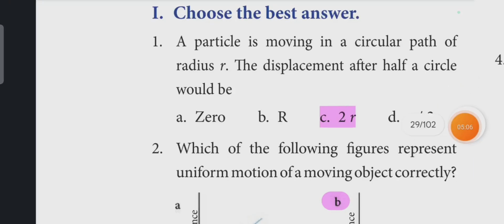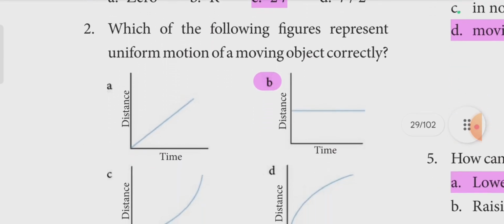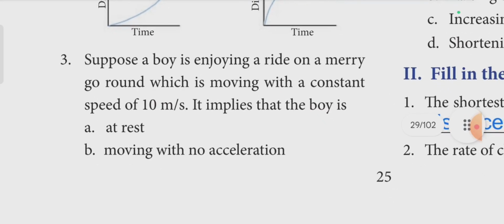First Roman, choose the best answer. A particle is moving in a circular path of radius r. The displacement after half a circle would be 2r. Which of the following figures represent uniform motion of a moving object correctly? Answer option B.